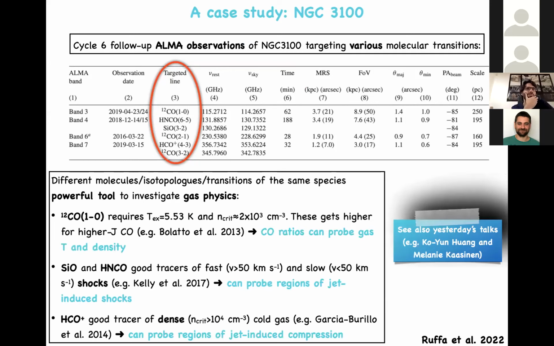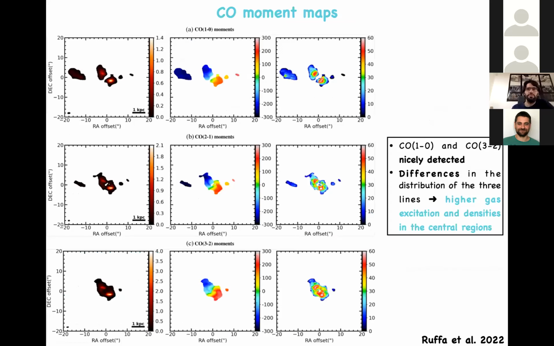Unfortunately, I don't have time to go into the details of the reasons why we asked exactly these lines, but I think it has been highlighted very well yesterday in other talks that to study the physics of the cold gas it is very important to probe it using various molecular transitions, different molecular lines.